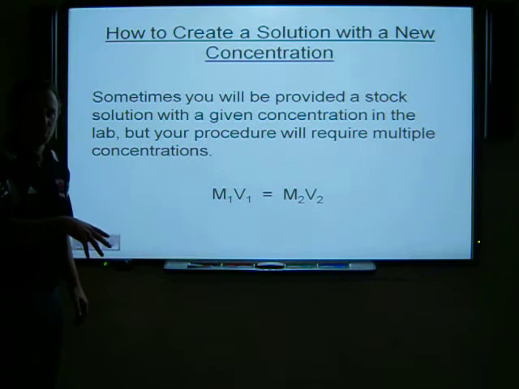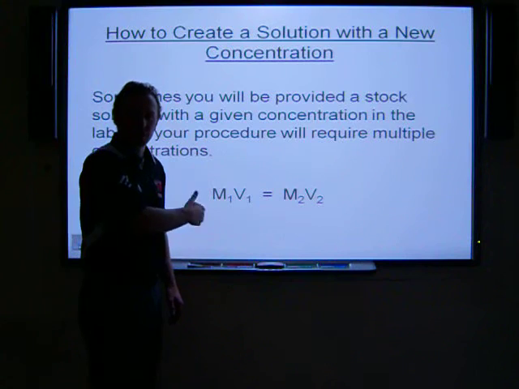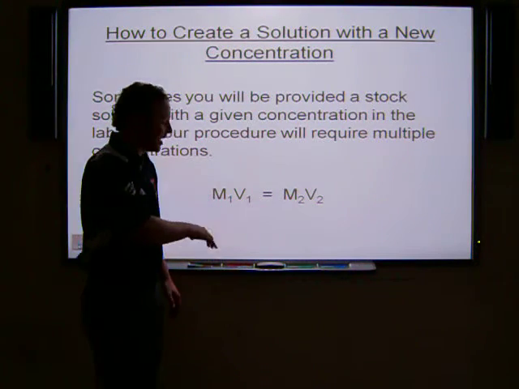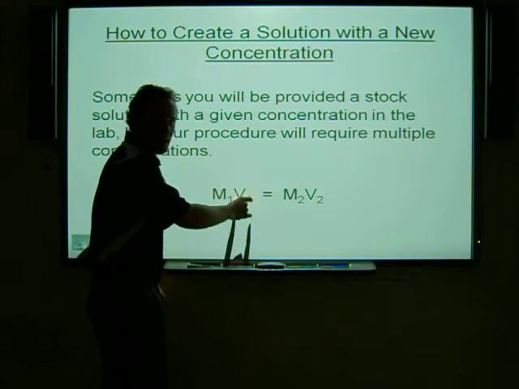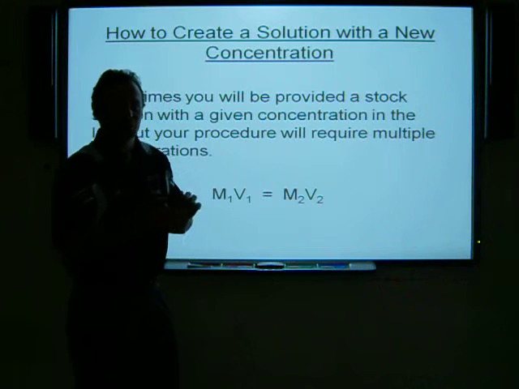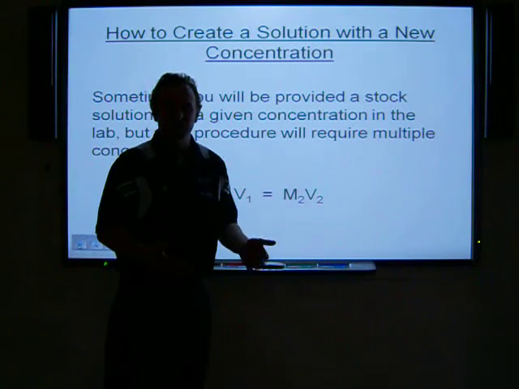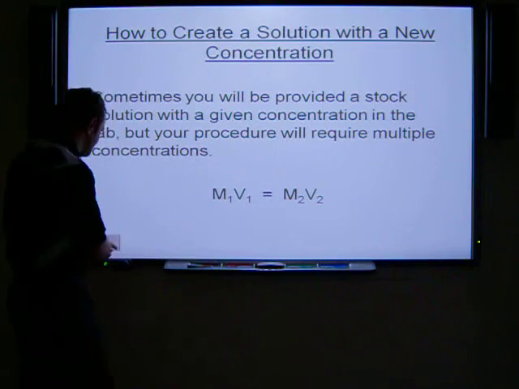M1V1 equals M2V2. I want to be clear about this. Capital M is molarity, as you probably expected it to be. It is not mass. So this we'll consider to be our stock solution, M1, and then that will be the volume that goes along with it. M2 and V2 represent the concentration and the volume of this new solution, this less salty solution that we want to create. So how does this all play out?